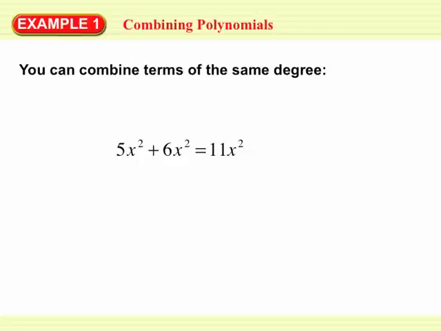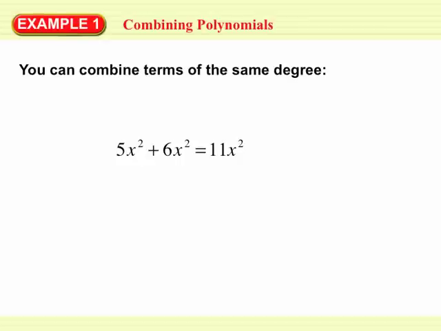It is okay to combine terms that have the same degree. For example, in the equations shown below, if I have 5x squareds and add to that 6 more x squareds, I have a total of 11 x squareds. Because these are both second degree terms, I can combine them together.